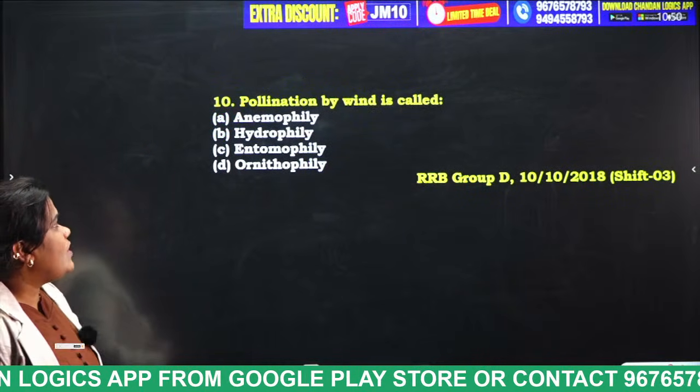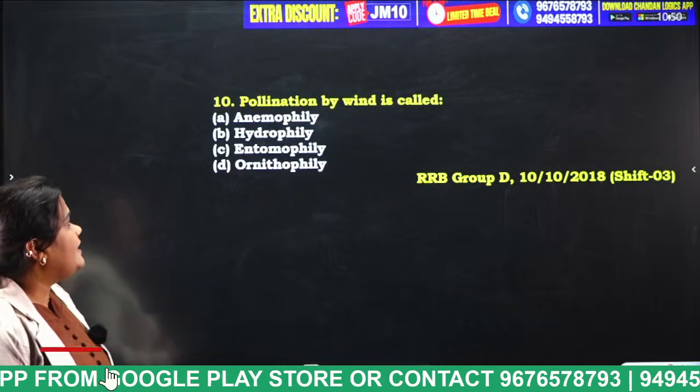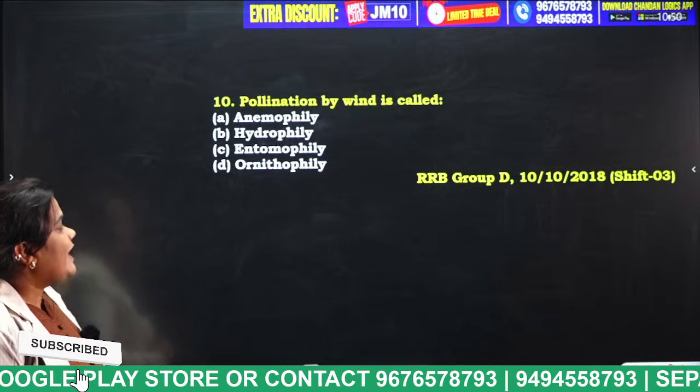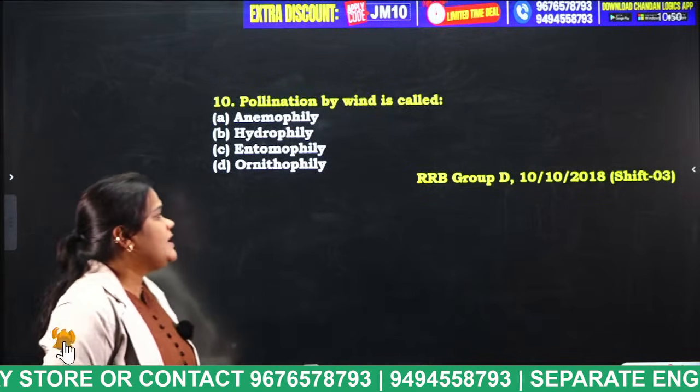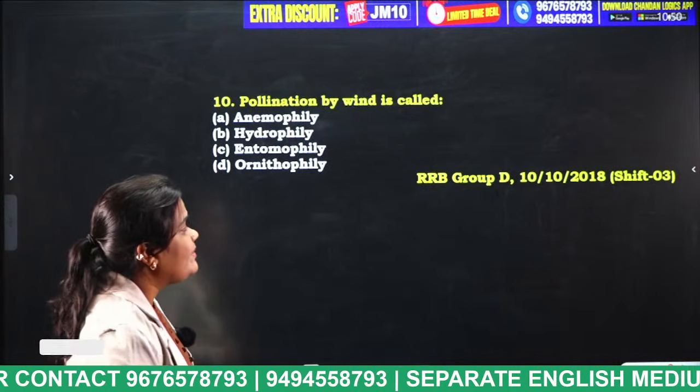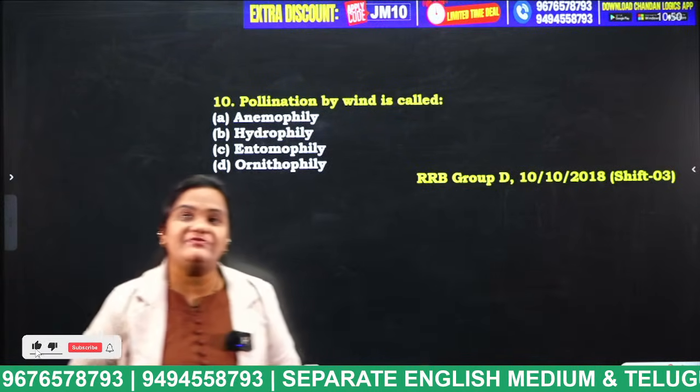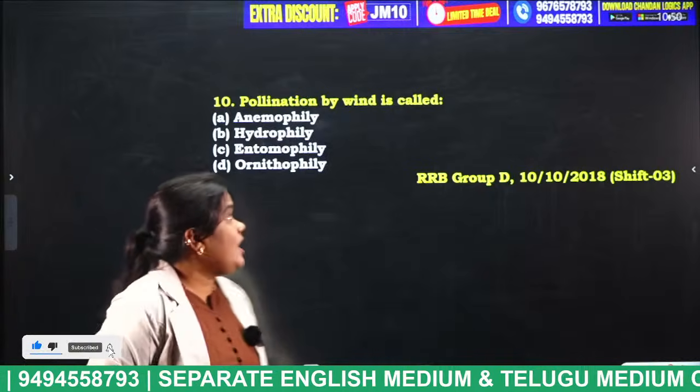Pollination by wind is called anemophily, hydrophily, entomophily, ornithophily. Now tell me, students, very important question. This question has been asked in RRB Group D 2018 October 10 shift 3. Now tell me, pollination by wind.